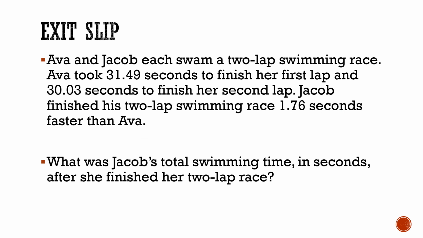Okay, you have your exit slip. Go ahead and pause your video. It says Ava and Jacob each swam a 2-lap swimming race. Ava took 31.49 seconds to finish her first lap and 30.03 seconds to finish her second lap. Jacob finished his 2-lap swimming race 1.76 seconds faster than Ava. What was Jacob's total swimming time in seconds after she finished her 2-lap race?